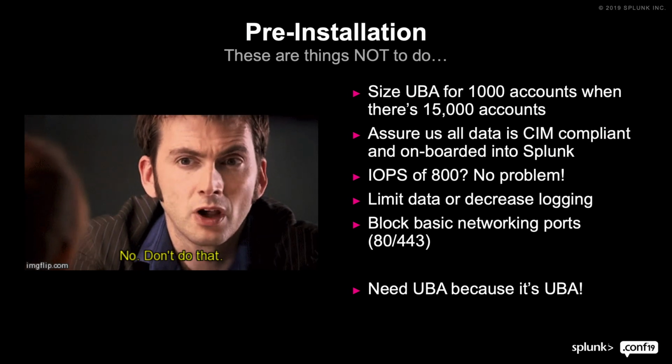IOPS are important with Splunk in general. Every product at Splunk. UBA requires 1,200, not 800, not 400, not some SATA drive sitting under someone's desk.